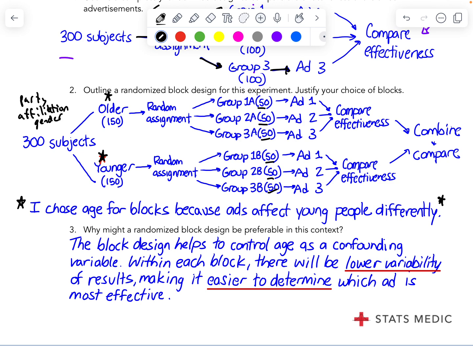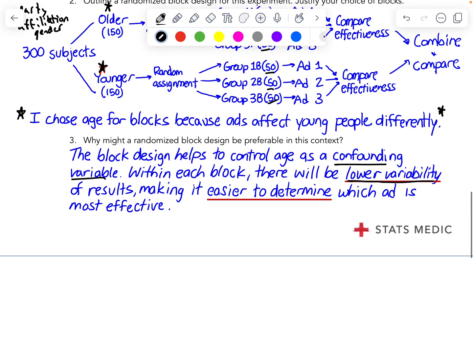And in this context, which might be preferable? Well, I imagine the block design is going to be preferable because it controls age as a confounding variable, right? So it eliminates that, so there's lower variability. This is very important, right? It means it's easier to determine which ad is more effective.